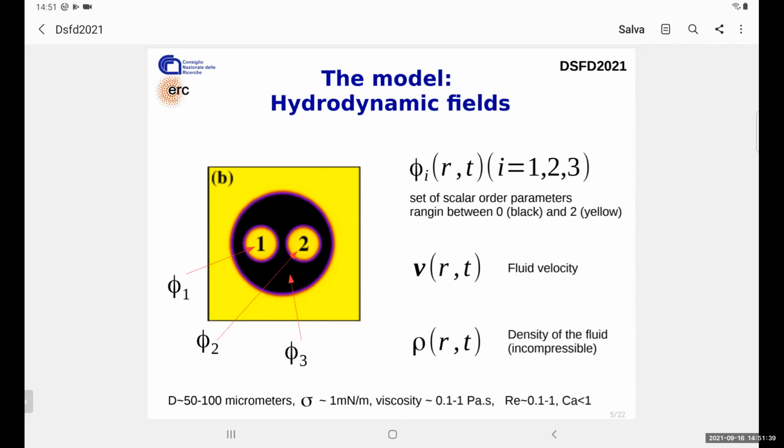Just to give a quick idea of the typical dimensions, the typical scales we have in our system.